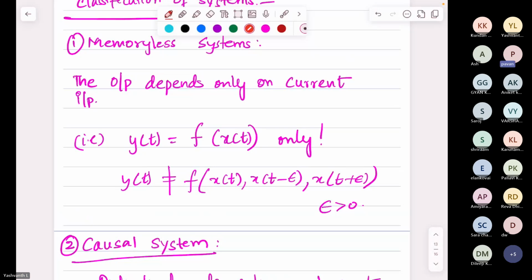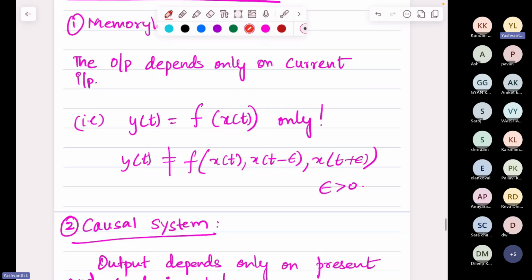Okay, sir. I have doubt regarding the difference between delay and advance. Like in our college, it's going on, the delay and advance topic. So I thought... Okay, that's not very difficult.